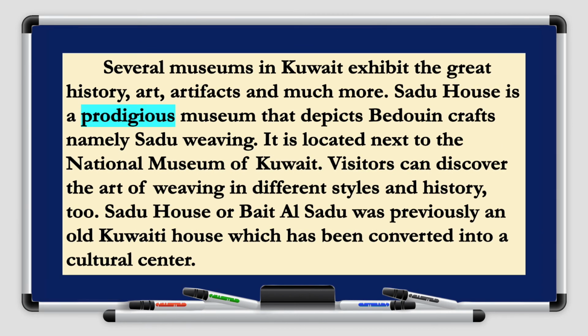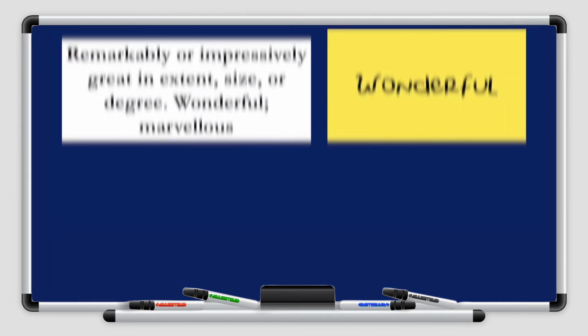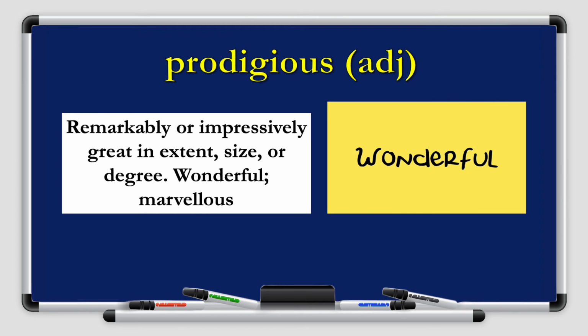Several museums in Kuwait exhibit the great history, art, artifacts, and much more. Sadu House is a prodigious museum that depicts Bedouin crafts, namely Sadu weaving. It is located next to the National Museum of Kuwait. Visitors can discover the art of weaving in different styles and history too. Sadu House or Beit Sadu was previously an old Kuwaiti house which has been converted into a cultural center. We have a new word here and it is the word prodigious.